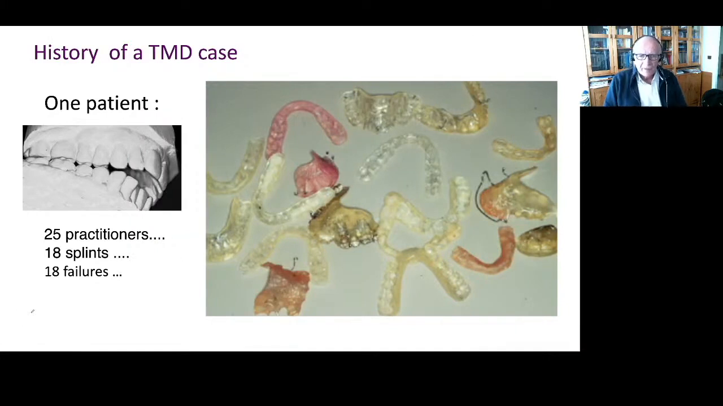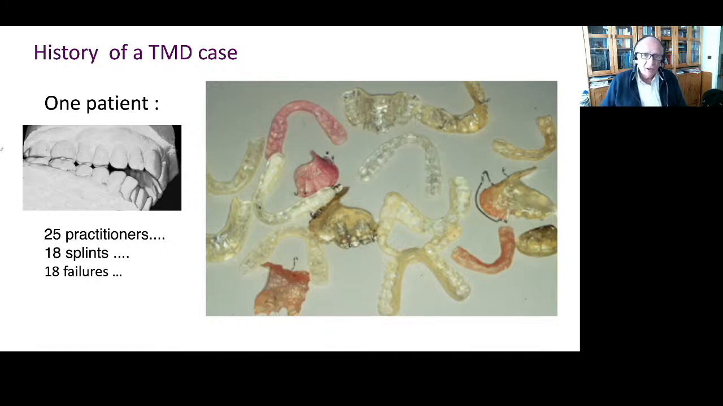Numerous years ago, a young lady came to my office with a lot of complaints, with a facial pain for a long time. And she had a small bag with many splints, 18 splints. She saw before me 25 practitioners, many specialists. She had 18 failures, and she stayed in pain.